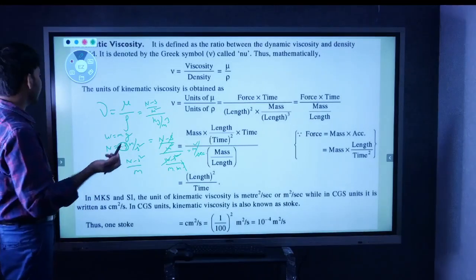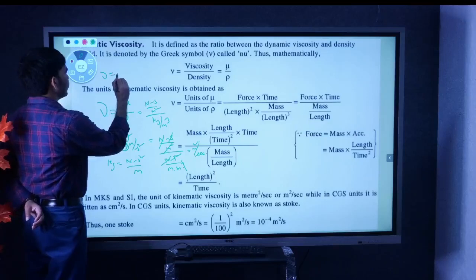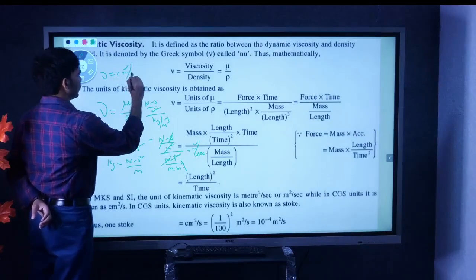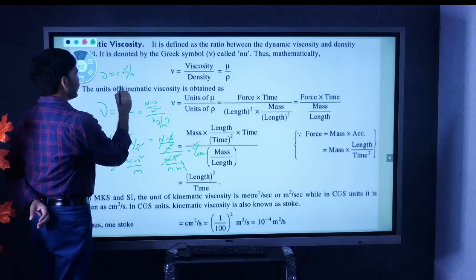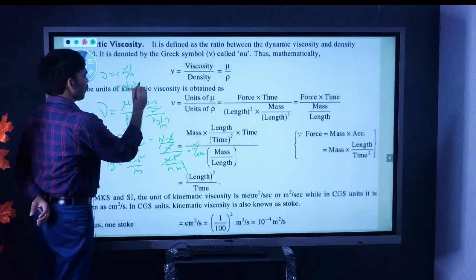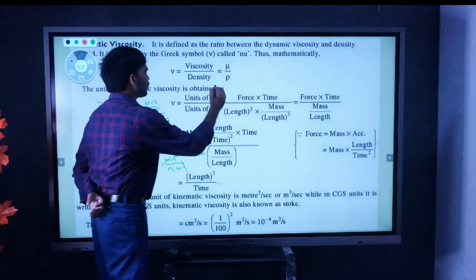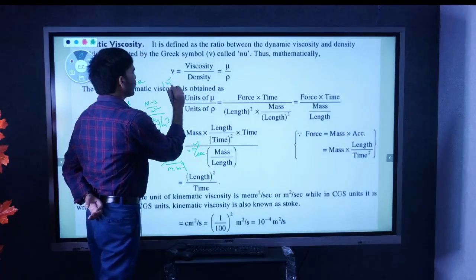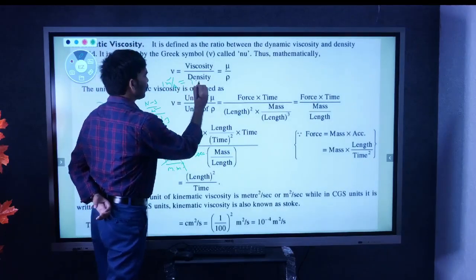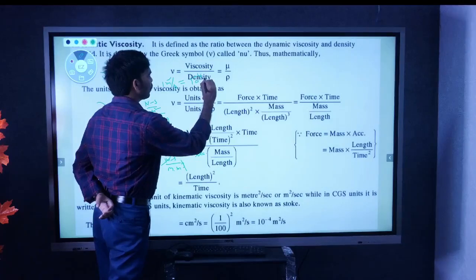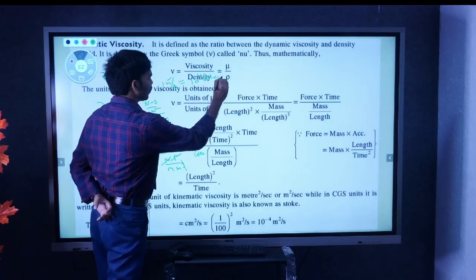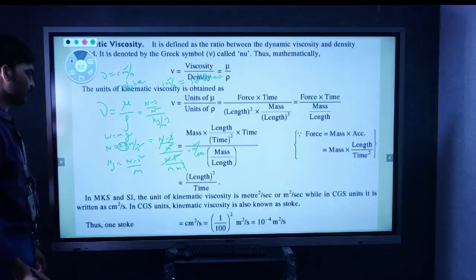So in CGS units you can say nu is centimeter square per second. That is equal to Stoke. So you can say 1 meter square per second will be equal to 10 to the power of 4 Stokes.